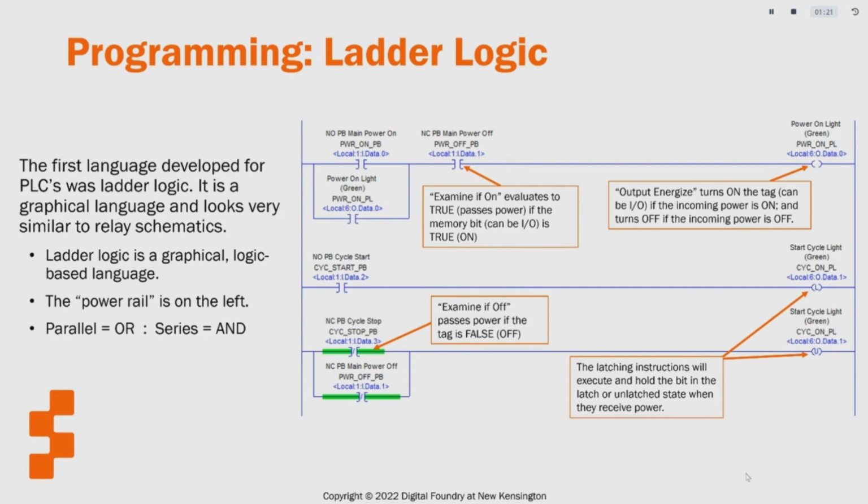You'll notice in the example above, the power rail is on the left, and if the logic instructions evaluate to true, they pass power to the output instructions on the right. The most common input instructions are examine if on and examine if off, and the most common output instructions are output energize, output latch, and output unlatch. It is important to keep in mind that when input instructions are in parallel, either can be true to pass power, but when instructions are in series, both have to be true or on to pass power.